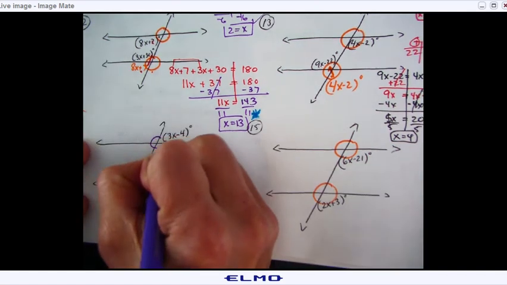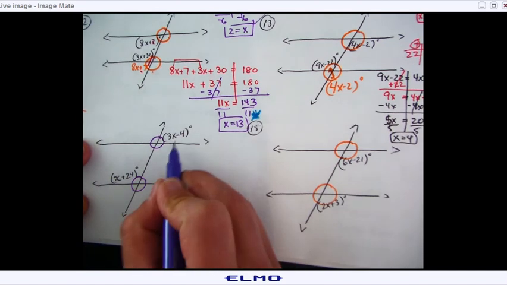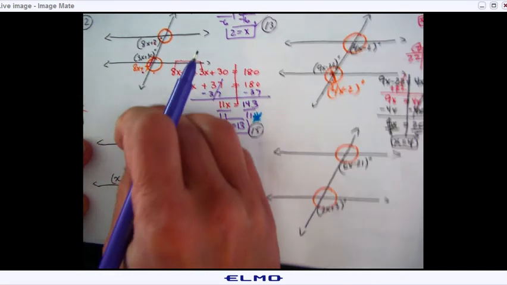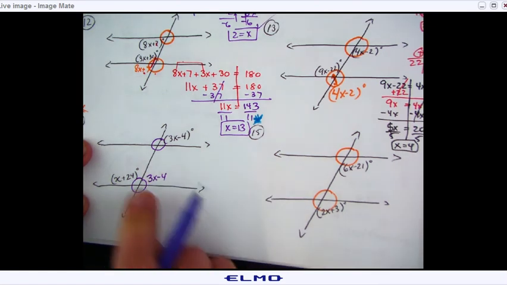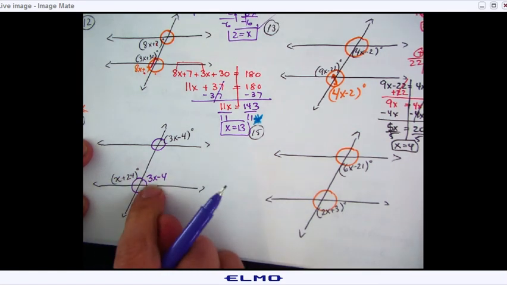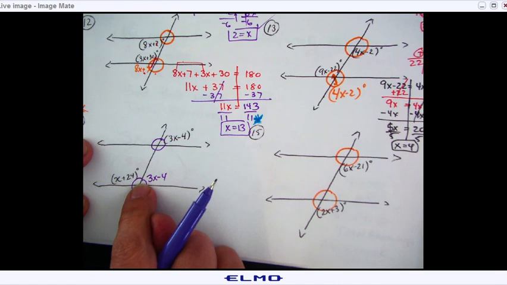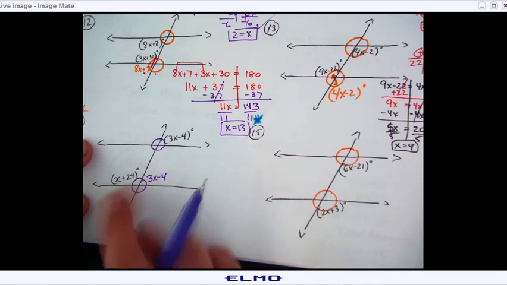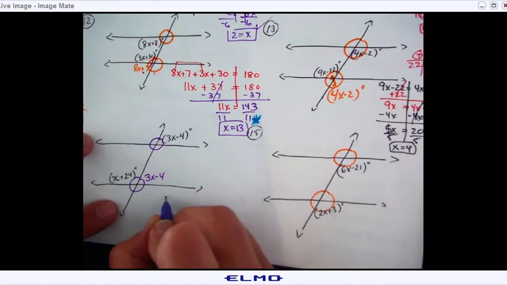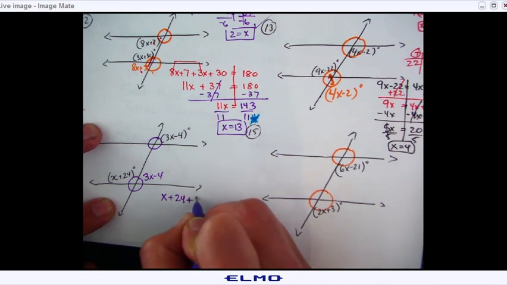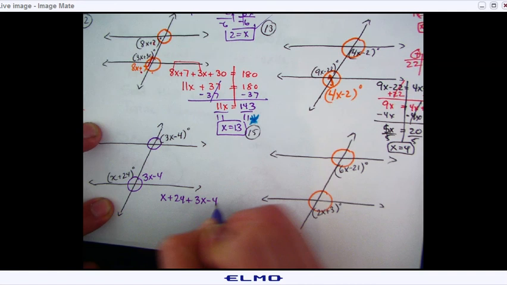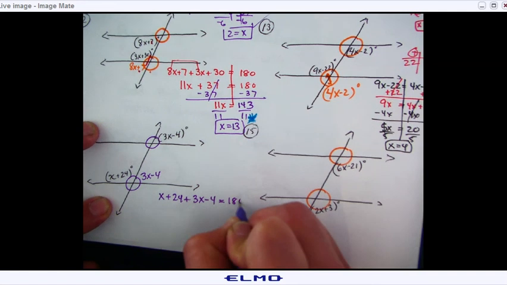Again, you draw the circle. This 3x minus 4, if I were to take out that circle, it would fall right here. So they are adjacent. They're next to each other. All right, you see that? So now that means you're going to have to add them, which equals 180.